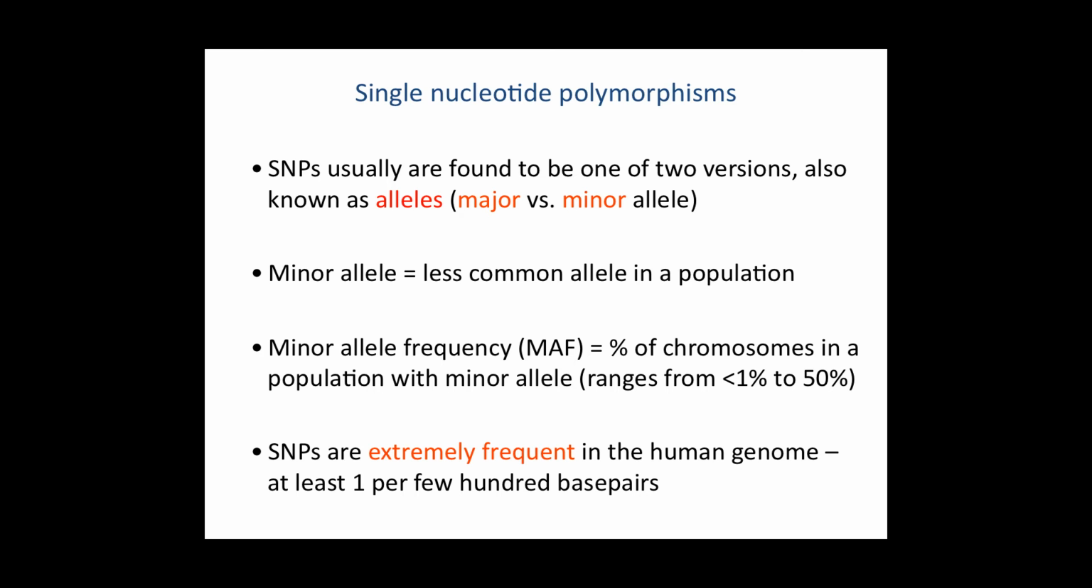The minor allele frequency, or MAF, of a SNP is the frequency of the minor allele in a population. A SNP with an MAF of 10% has its less common allele occurring on 10% of chromosomes in a population. Or to put it another way, the major allele is present on 90% of chromosomes in a population. The MAF can vary anywhere from less than 1% to as high as 50%. SNPs are very common in the genome. More than 10 million common SNPs have been identified to date. This means that, on average, a SNP occurs every few hundred base pairs in the genome.